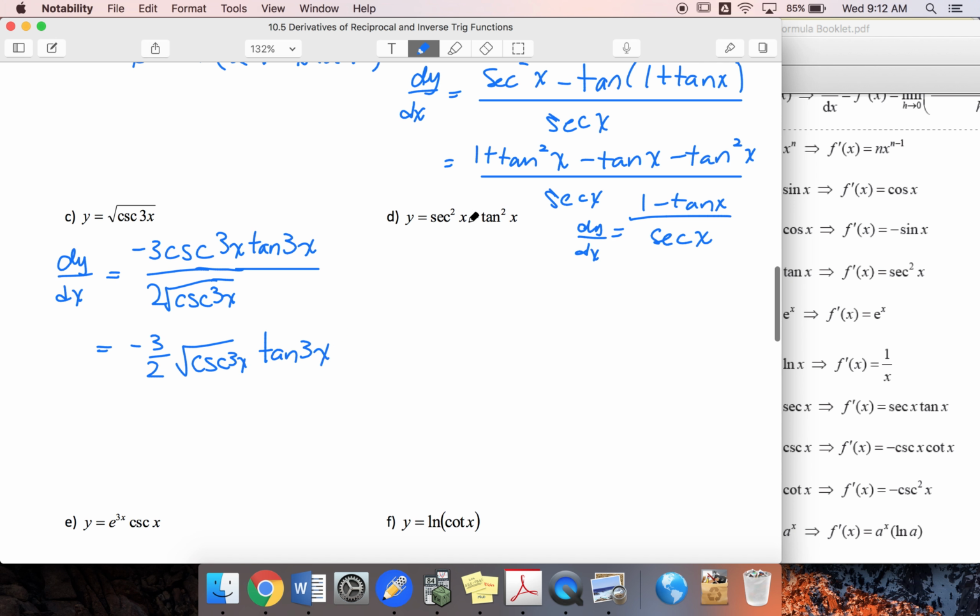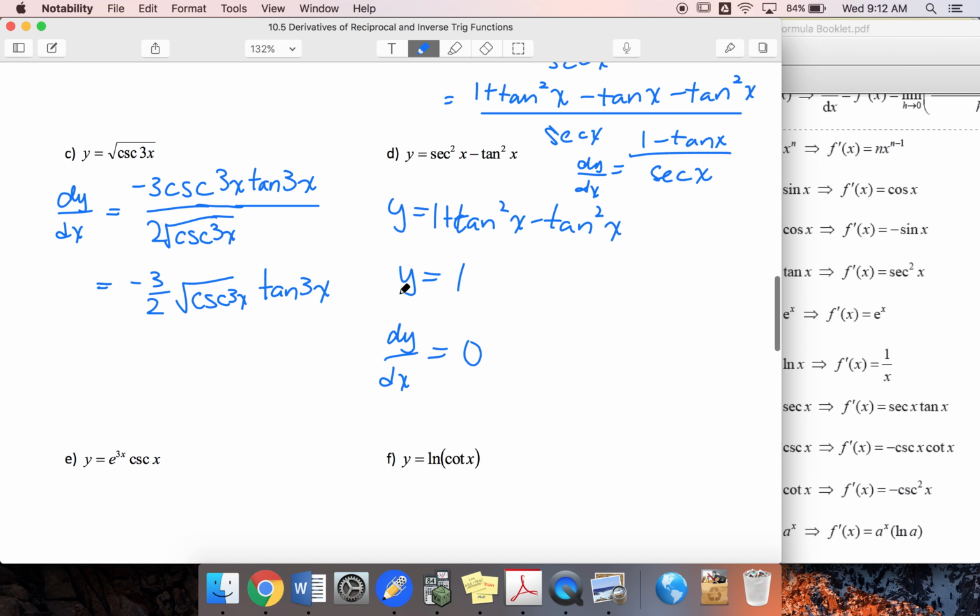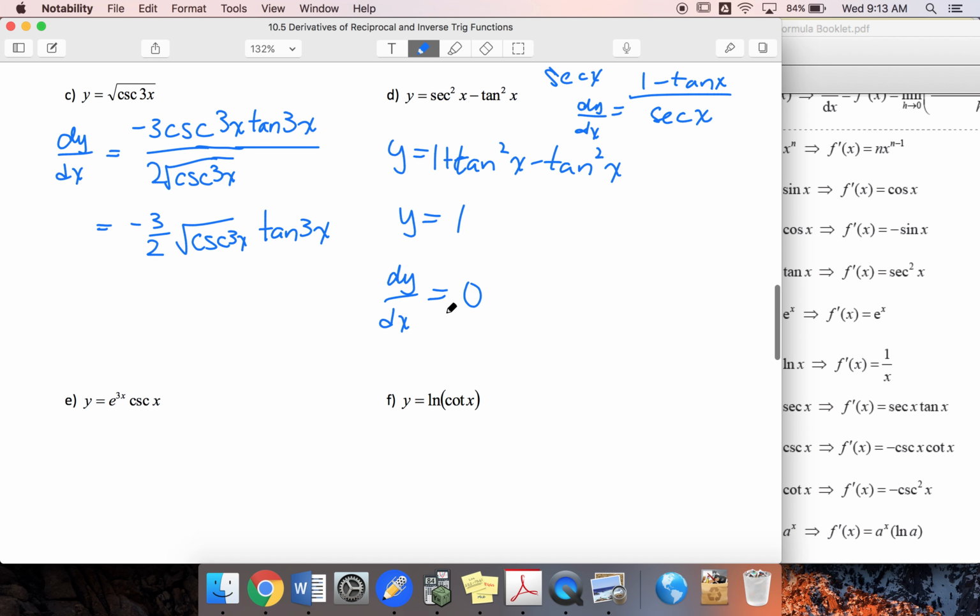Okay, secant squared minus tan squared. Well, we saw that secant squared is 1 plus tan squared minus tan squared. Well, that just simplifies down to being 1. So then the derivative, of course, is just 0. Notice that what we're saying is that this function, if we graphed it, would really just become a straight or a horizontal line. So that's also a nice little thing to think about in terms of the derivative.